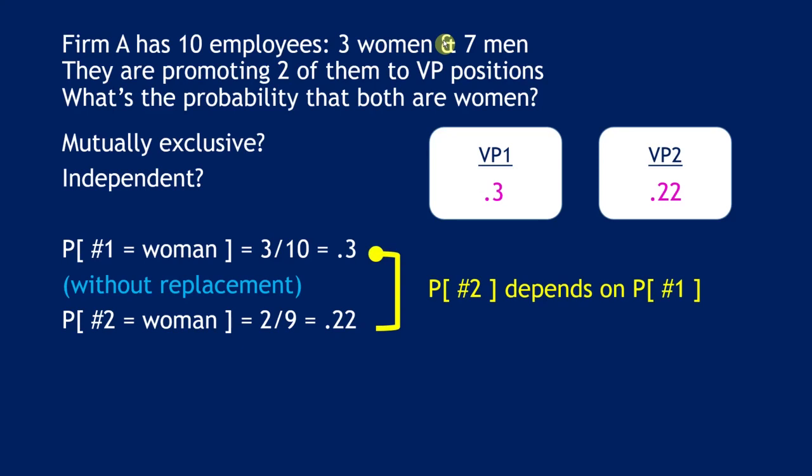And therefore, the probability of number 2 depends on the probability of number 1, and this is where we call these dependent events. They're not independent of each other. This is very different from the pregnancies, where the probability remains constant at 0.5 for every pregnancy. Here, with every successive promotion, the probability changes.